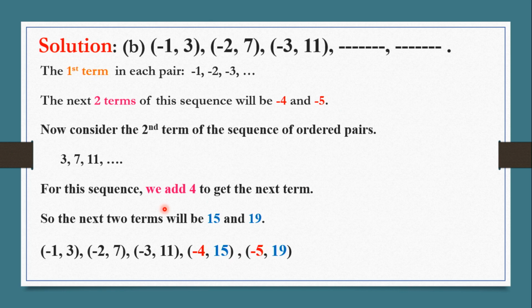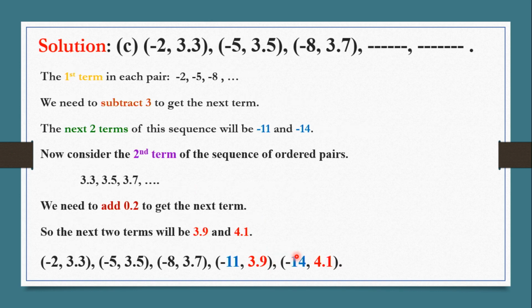Part B, in the same way now, the first term in each pair will be -1, -2, -3. So the next two terms will be -4 and -5. Now, if we consider the second term, we have 3, 7, 11. We can see that we are adding 4 to get the next term. So the next two terms will be 15 and 19. So finally, I'm going to have (-4, 15), (-5, 19).